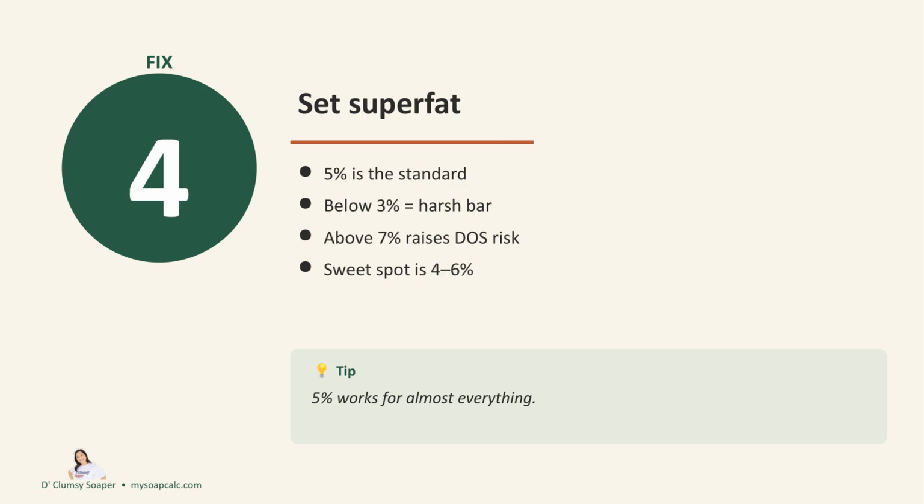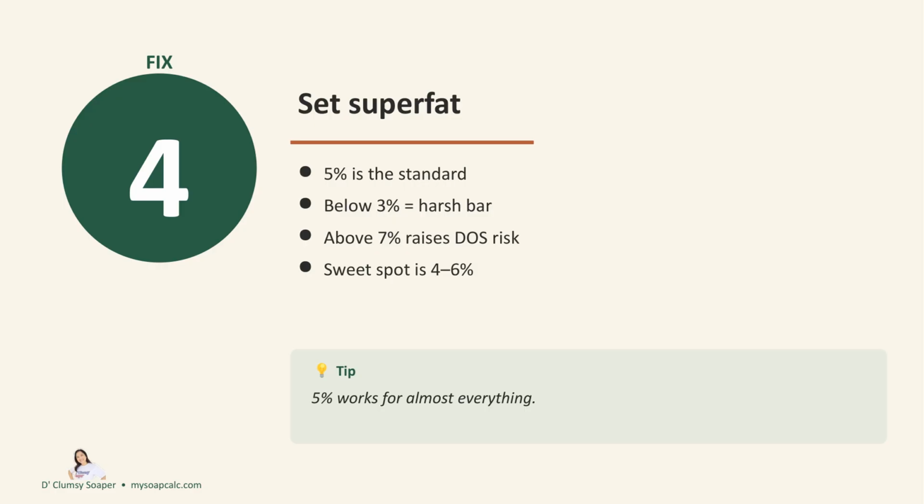Now we set our superfat percentage. Superfat is the portion of oils you intentionally leave unsaponified, meaning they never react with lye and remain free in your finished bar to condition the skin. 5% is the industry standard, for good reason. Drop below 3% and your bar becomes stripping and harsh because nearly all the oils have been consumed by lye. Push above 7% and you increase the risk of dreaded orange spots, which is rancidity caused by those excess free oils oxidizing over time. Stick to that 4 to 6% sweet spot, and 5% honestly covers almost every recipe you will ever make.